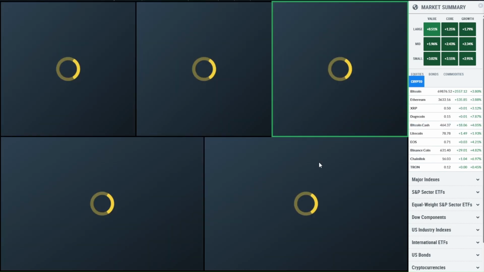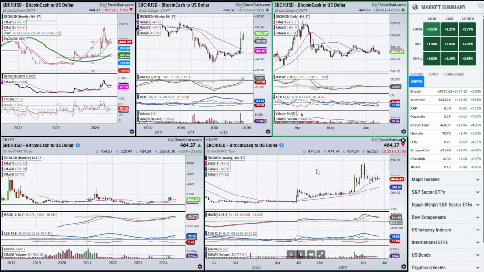Now, I did want to point out, if we look at BitcoinCash, notice what's going on here. We had this level that we've been watching, and I really think if we can get through that, then we could probably get a pretty decent trading move somewhere up into this region. So something to be on the lookout for.